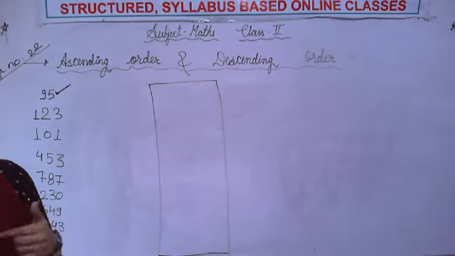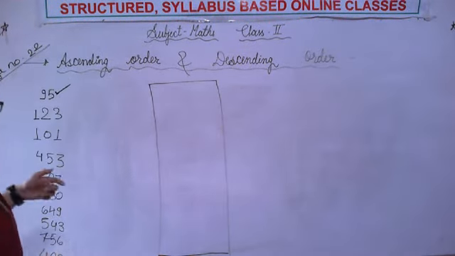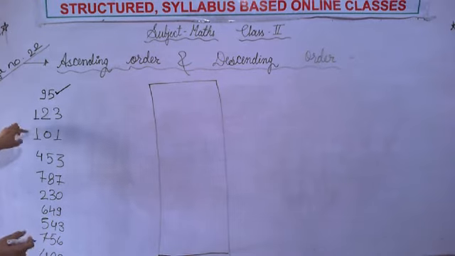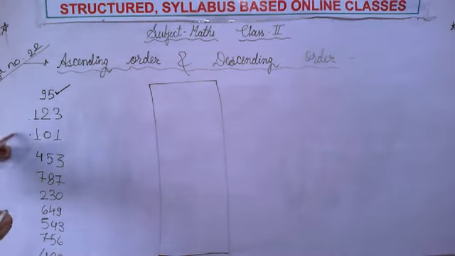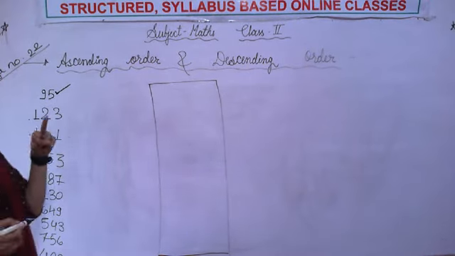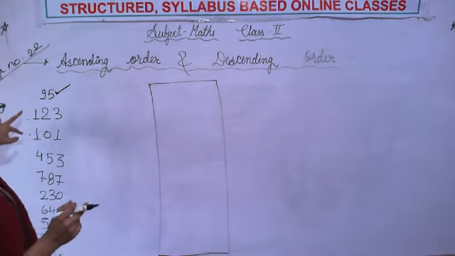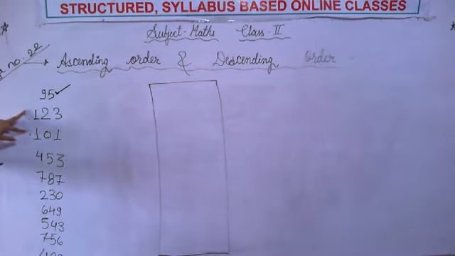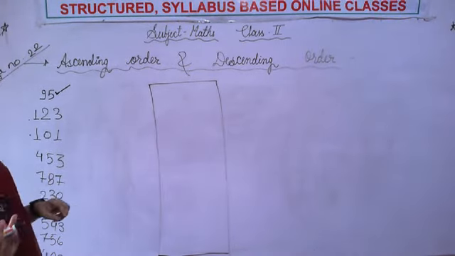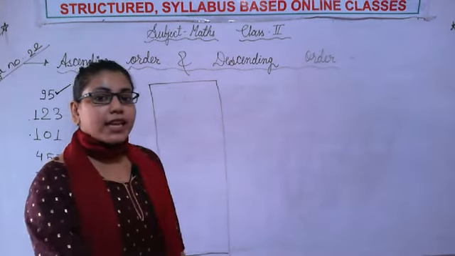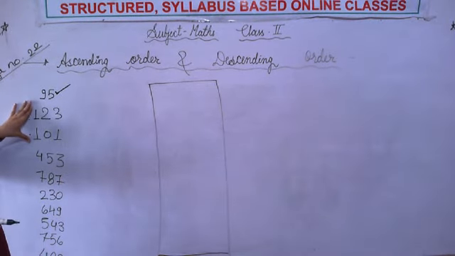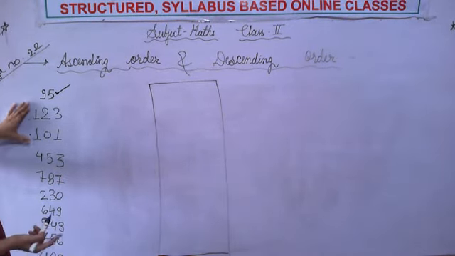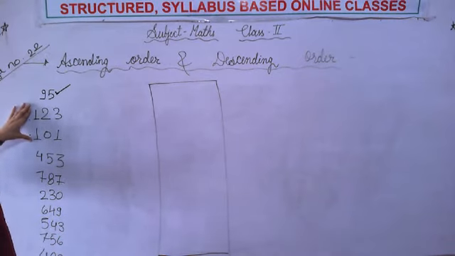Now we'll check for the highest place value. So the highest place value here is 1. Here also 1. So 2 numbers are having highest place value as 1. So now what we'll do? We'll check for the tens because both the numbers are having 1 at the hundreds place. So both the 1s are the same. So we'll check for the tens.